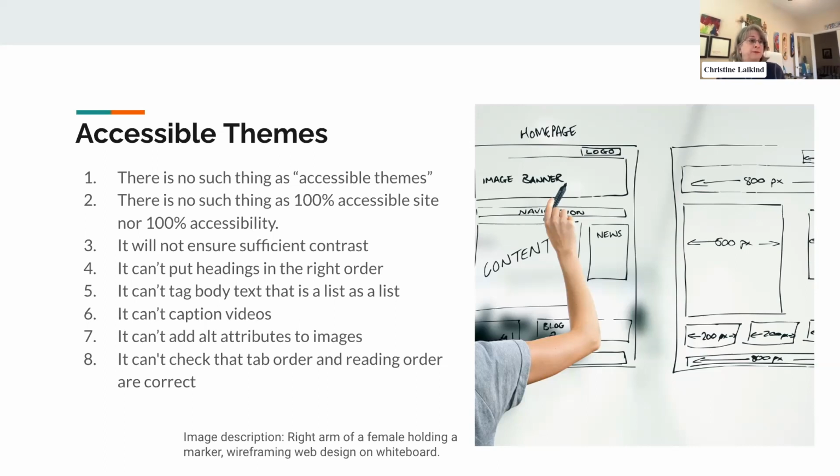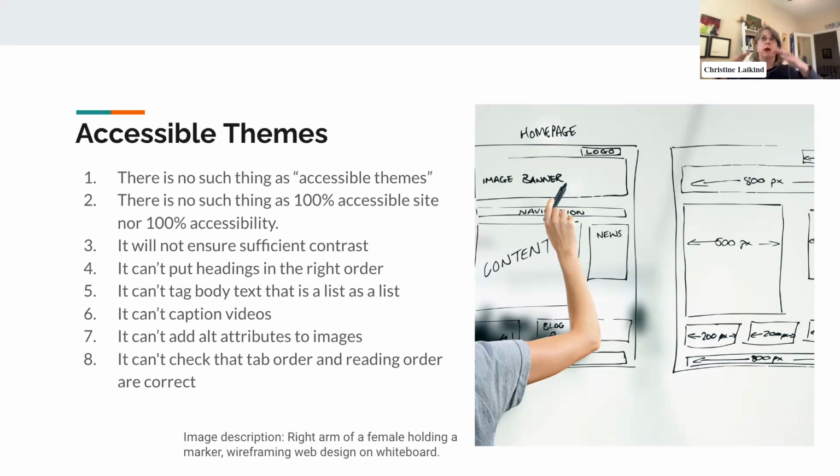I'm usually asked whether I know of accessible themes. No, not really. There's no such thing as accessible themes. Let me clarify something. There's no such thing as 100% accessibility or 100% accessible themes. The reason being is when you load a theme and add things to it, like a plugin, like photographs and color, you can't ensure sufficient contrast.